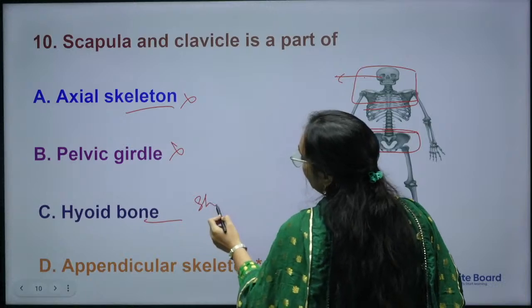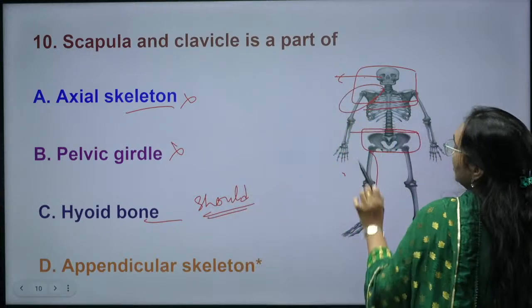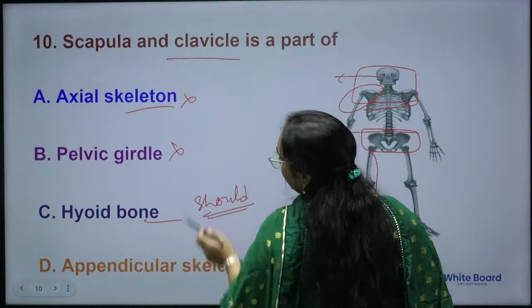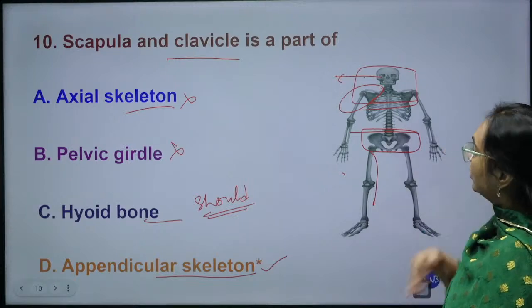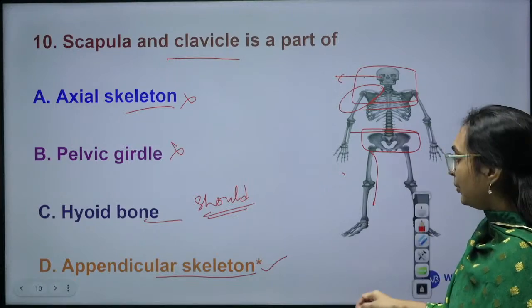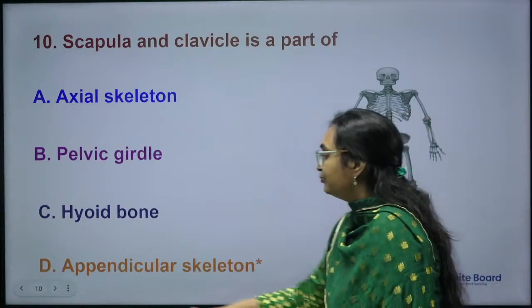Hyoid bone is not it. The shoulder part is here, this one. So scapula and clavicle is the appendicular skeleton. Scapula and clavicle come in the appendicular skeleton. So the answer here is D.